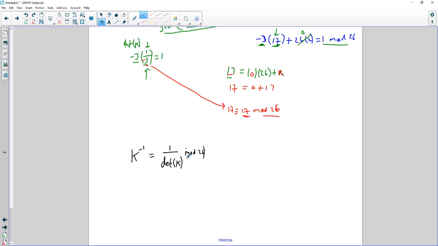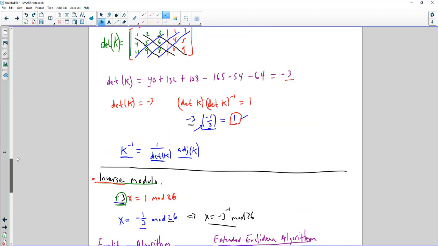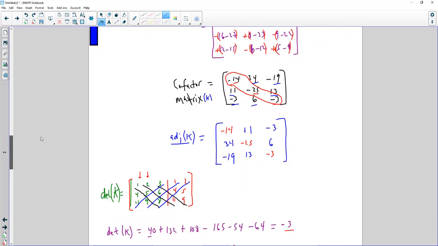I should write that as mod 26 times the adjunct matrix of K. Now what I found here, this 17, is 1 over this determinant mod 26. That's what this 17 is. That's what this part is right here. We already have the adjunct matrix of K, because we found it a good ways up here, right here. This is what we have.